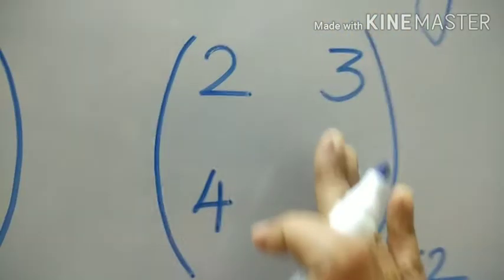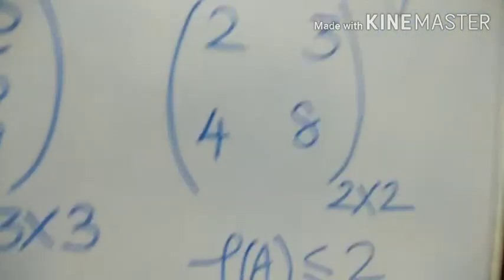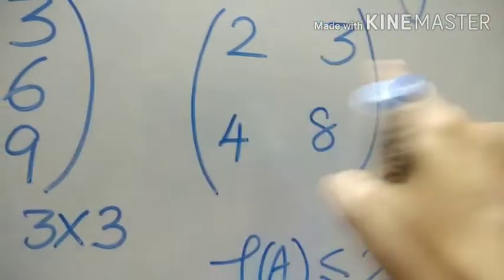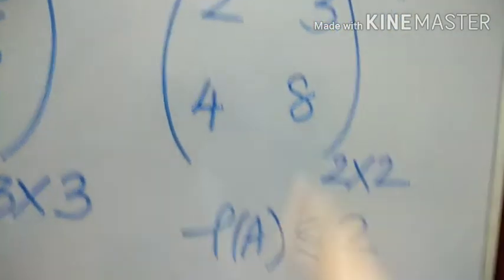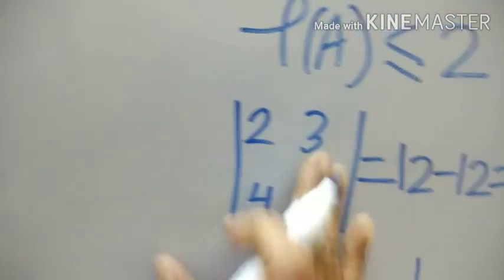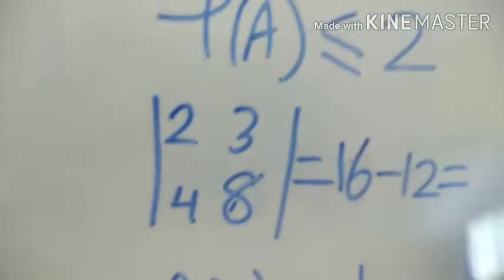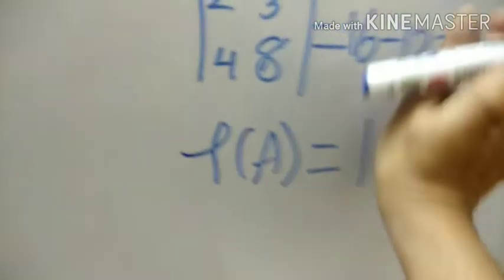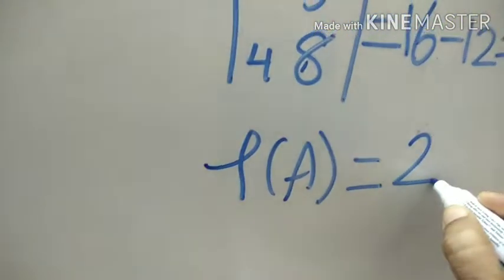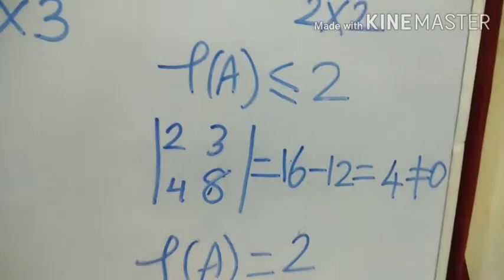Supposing I get a number, say 8. Now what is the determinant value? Here also 2 rows and 2 columns. What is the determinant value? 2 8s are 16. So here I get 8: 2 8s are 16 minus 12. My answer is 4. 4 is not equal to 0, which means I will declare the rank is 2, because the 2 by 2 determinant is not equal to 0.